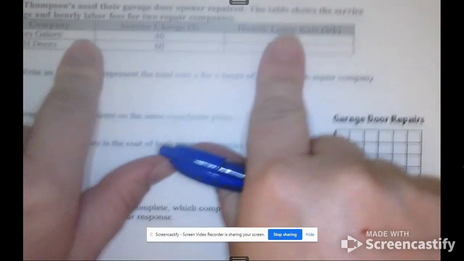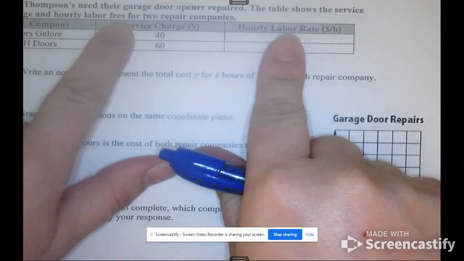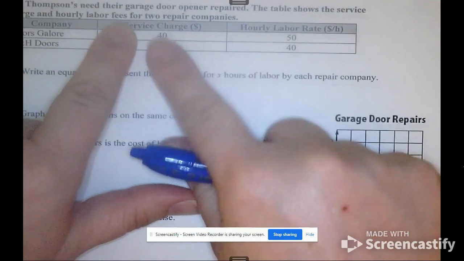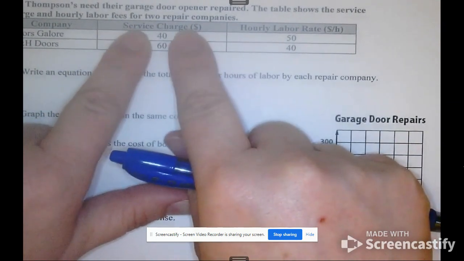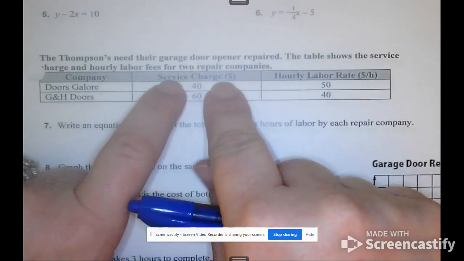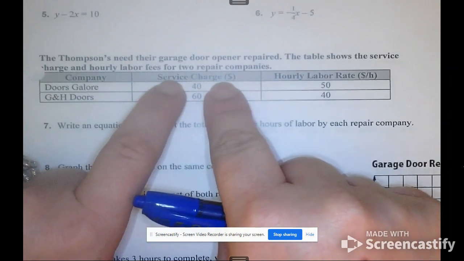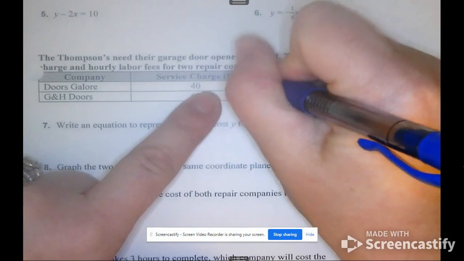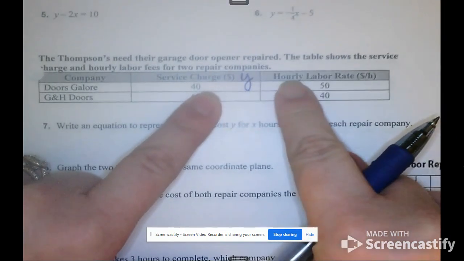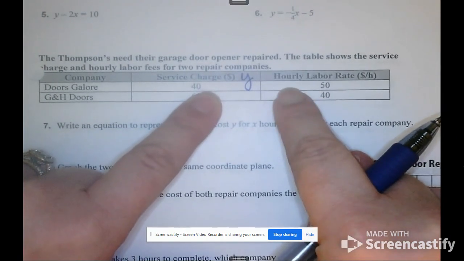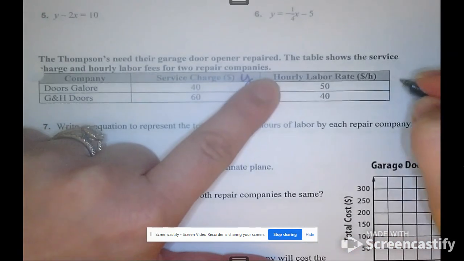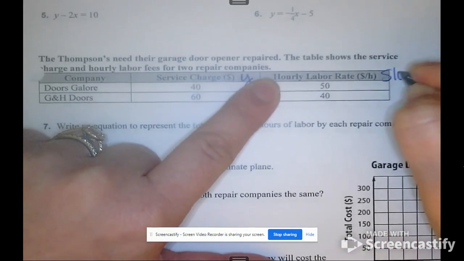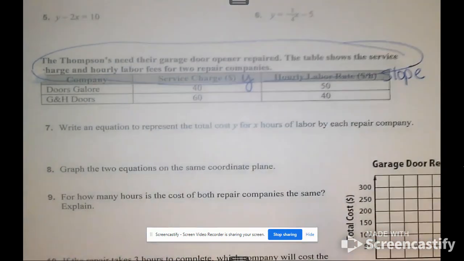Okay, so if it says the service charge and hourly labor fees for 2 repairs, okay? So my service charge, are they going to charge me that per hour? No, so that's my one-time fee, which means it's what? The Y. The Y. So this is my Y. My hourly, does that get charged per hour? Yes, so that is my slope. You see how this is important to read?